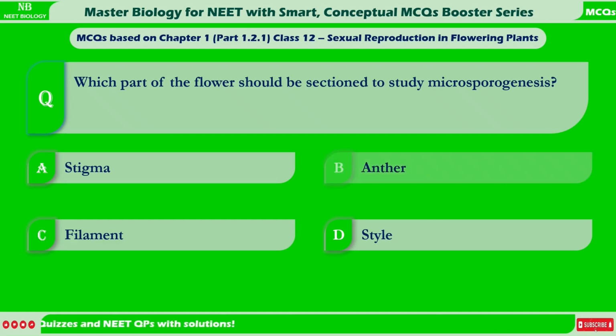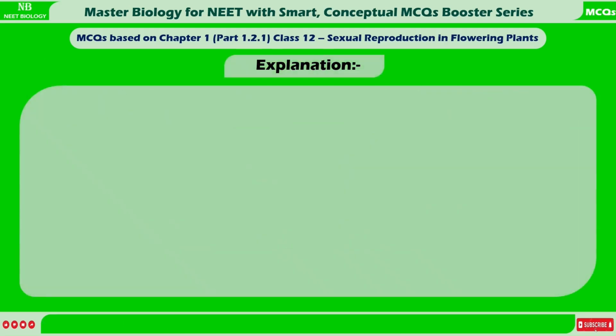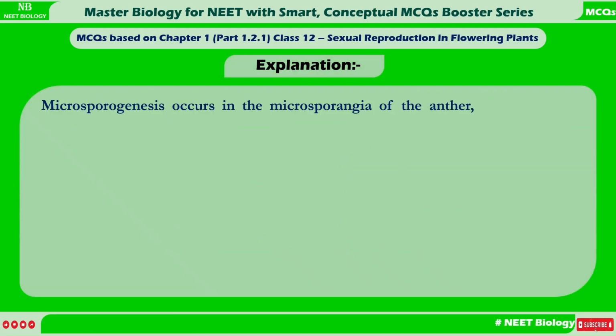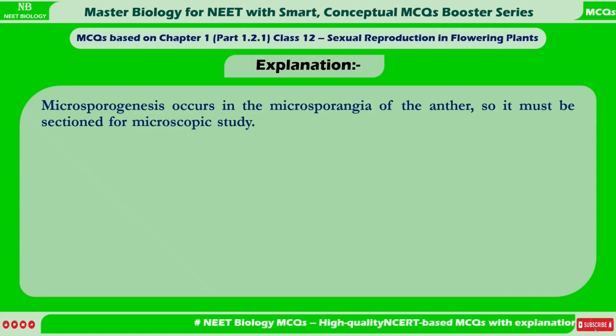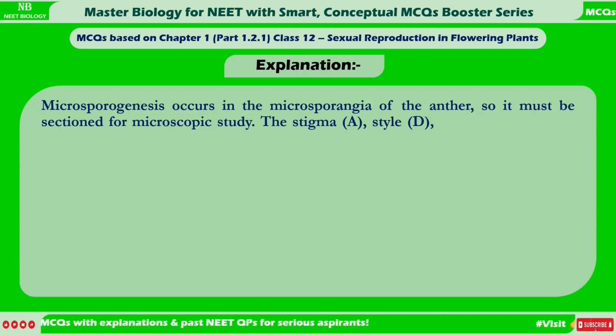Correct answer is B, anther. Explanation: microsporogenesis occurs in the microsporangia of the anther, so it must be sectioned for microscopic study. The stigma, A, style, D, and filament, C, are unrelated to microspore development.